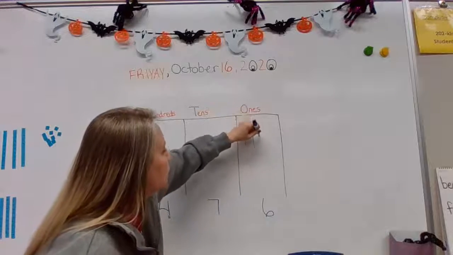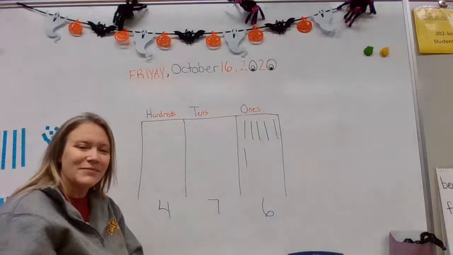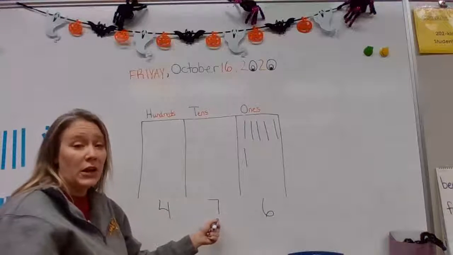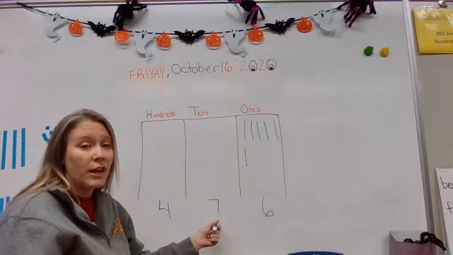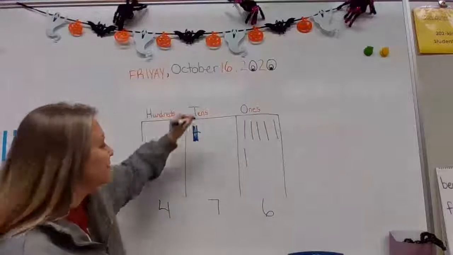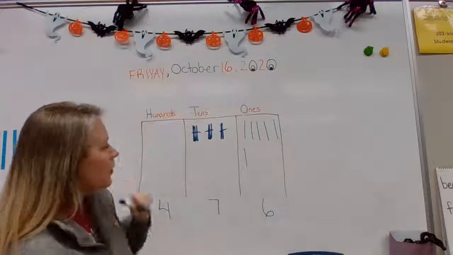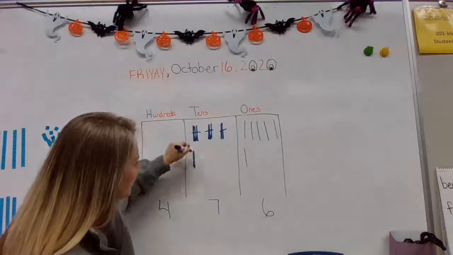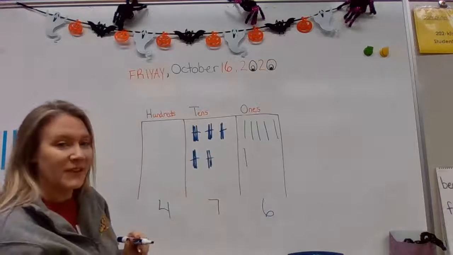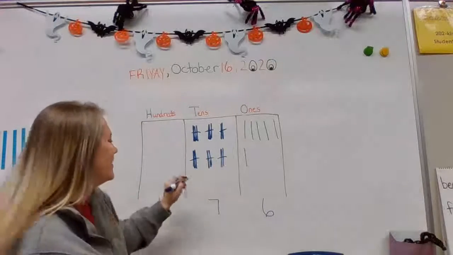1, 2, 3, 4, 5, 6. Excellent. Now let's go to the tens. 476. We need to make sure there are enough tens to make 70. So we're going to be skip counting by tens. Okay, here we go. 10, 20, 30, 40, 50, 60, we're close to 70.